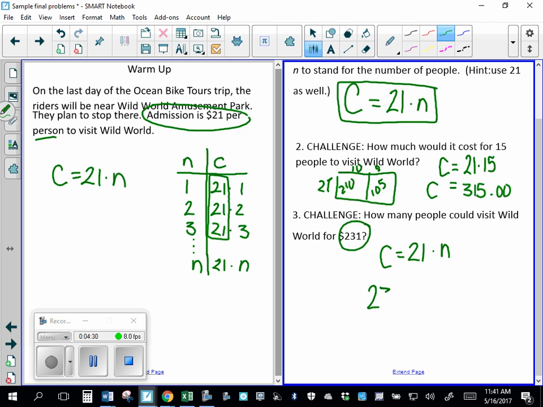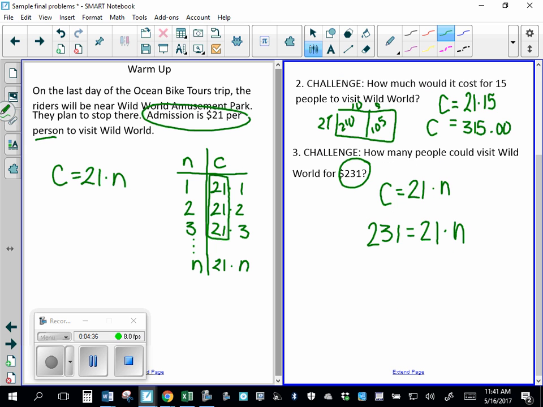So 231 is equal to 21 times N. So how do you get N? I think that's what you were going to do right away. Then it's 231 divided by 21. Yeah, because you have to go backwards, right? Since we have a multiply, you have to do the opposite. So 231 divided by 21 is equal to N. Which equals 11. Yeah. Which equals 11 people, right?